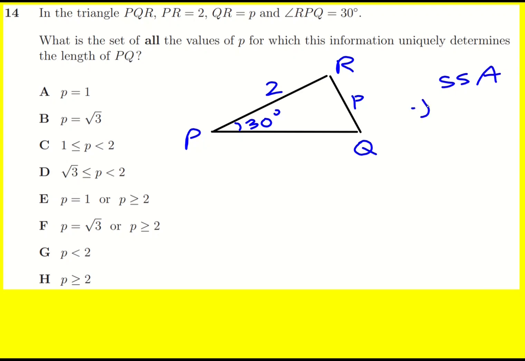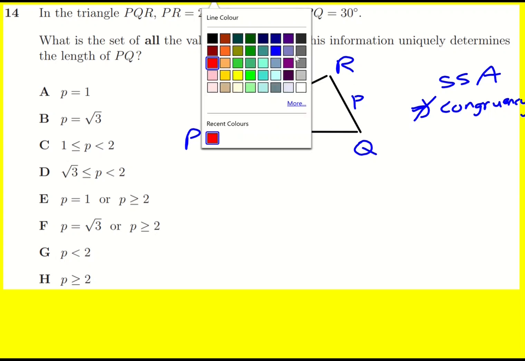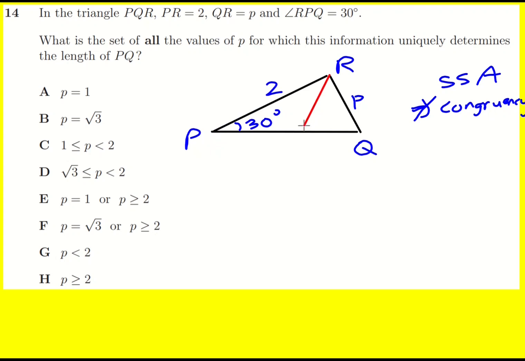This does not imply congruency in general, but we're looking for values of P that are going to guarantee congruency. You only get one triangle. For example, the one I've drawn here is one such triangle, but I could instead have P going this way. Same amount, but I would still get a length of 2, an angle of 30, a length of P. I'd get a different triangle.